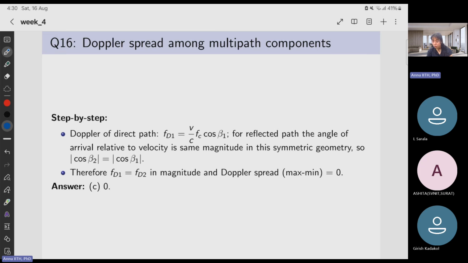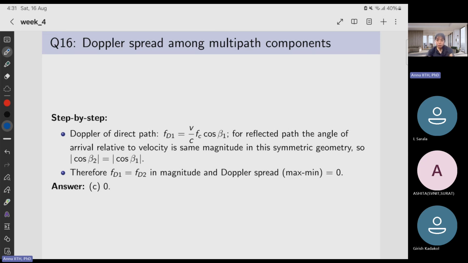Doppler spread among multipath components. This is also a very interesting topic. You have different paths from transmitter to receiver. Now, how will you get the Doppler spread across different paths? The Doppler of the direct path, FD1, is equal to V by C times FC cos beta 1.